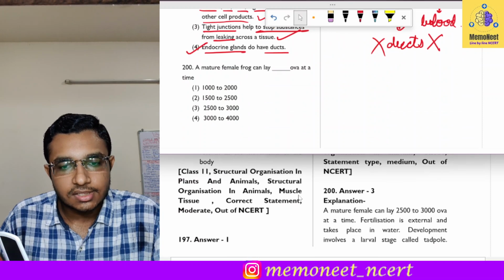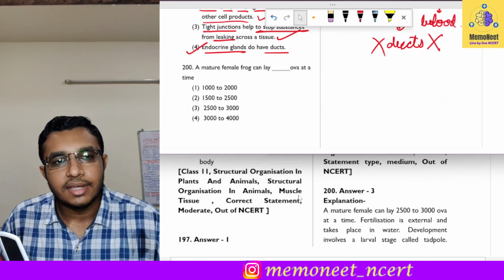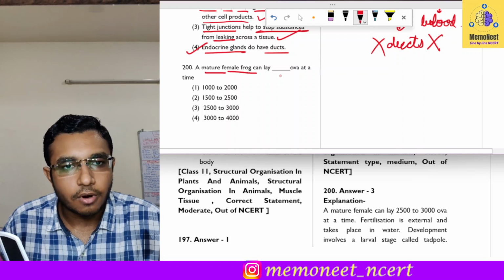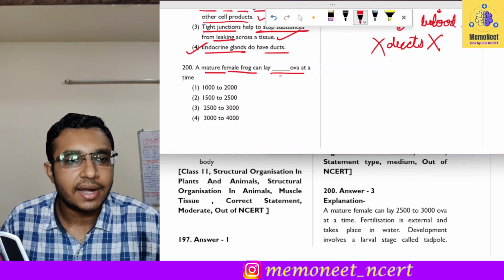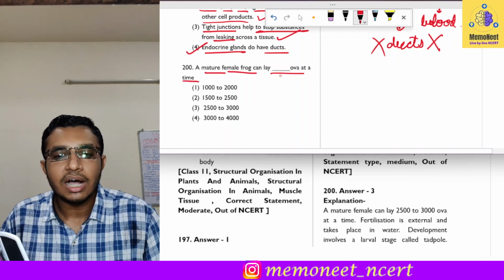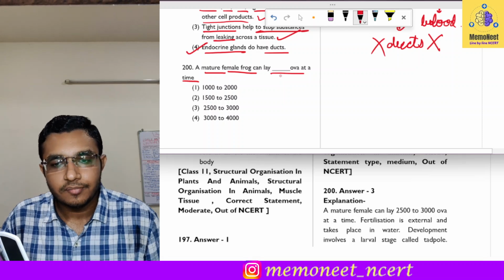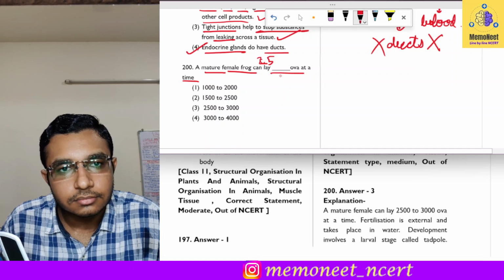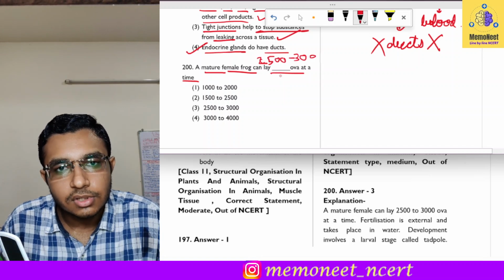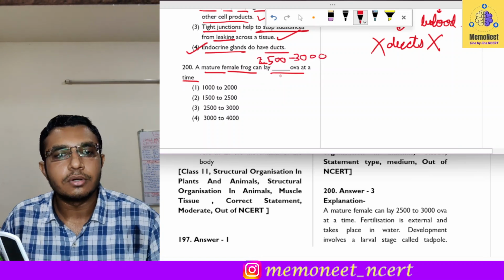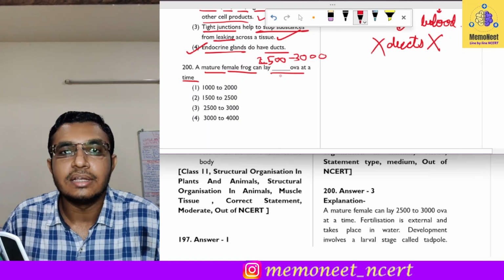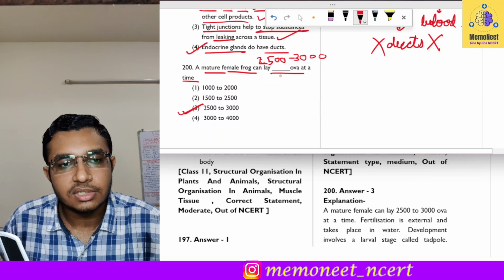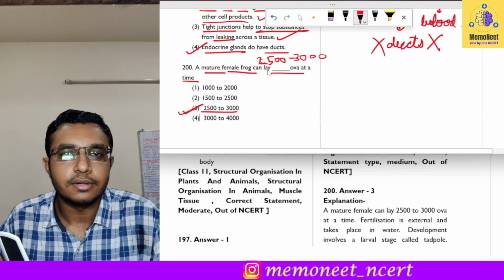Moving on to the last question of our today's discussion, that is question number 200. It states that a mature female frog can lay dash ova at a time. So how many ova are laid by a mature female frog? Nearly 2500 to 3000 ova are laid by a mature female frog at a single time. So here the correct answer of this question will be option 3, that is 2500 to 3000.